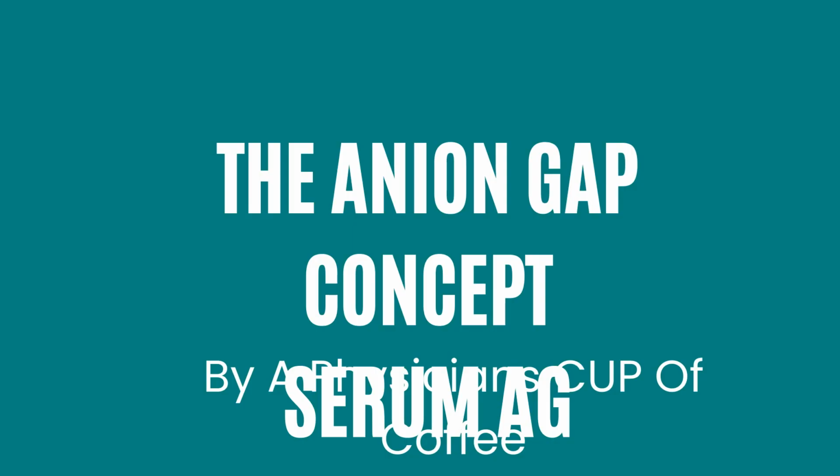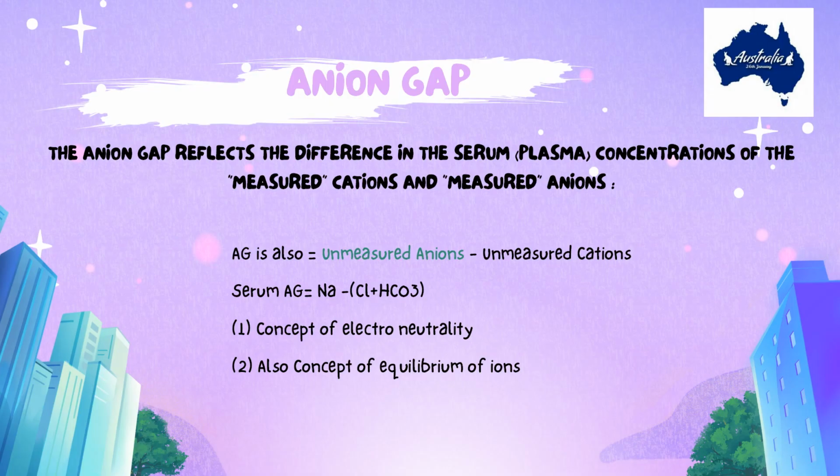Hi everyone, welcome. Today's presentation is going to be on anion gap concepts, specifically related to the serum anion gap. Urine anion gap will be discussed another day. So what is an anion gap? Why do we have an anion gap? And how do we utilize this anion gap to help us in differentiating various metabolic acidosis? This is what we would like to explore today.